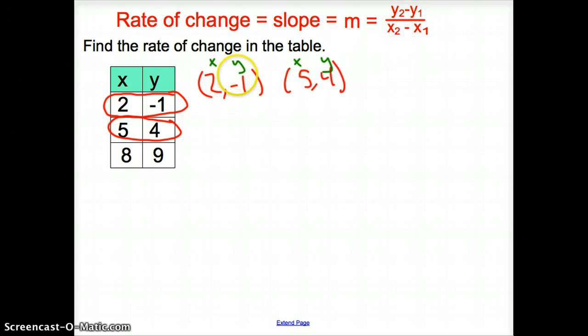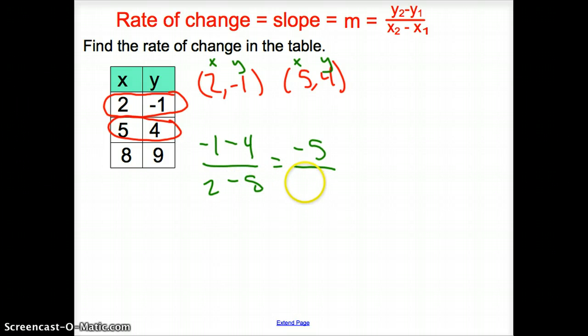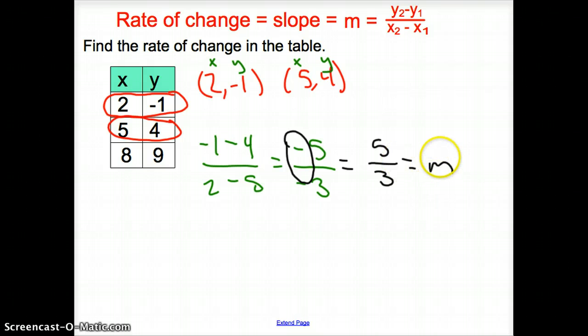From our formula, I'm going to use this point first, so it's negative 1 minus y. So I'm going to use minus 4 over, now since I picked this y first, I have to go back to this point. So it's 2 minus 5. And then negative 1 minus 4 is negative 5. 2 minus 5 is negative 3. Uh-oh, what happened here? Oh, I missed that negative, but we have two negatives. So two negatives make a positive, so it is a positive 5/3 for slope. That is your m, that is your rate of change, that is your rise over run.